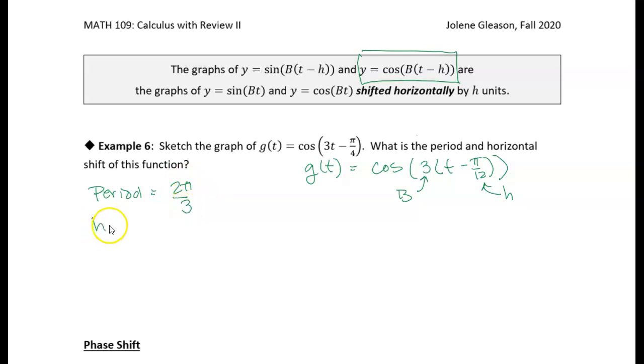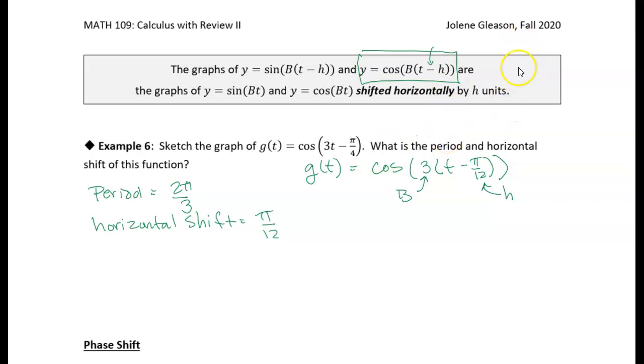And the horizontal shift is just that h value. So it's just pi over 12, pi over 12 to the right, so it's a positive pi over 12. I'm shifting it in the positive direction. Notice that this has to be a minus. If it was plus h, then it would shift to the negative direction. So be careful about that.